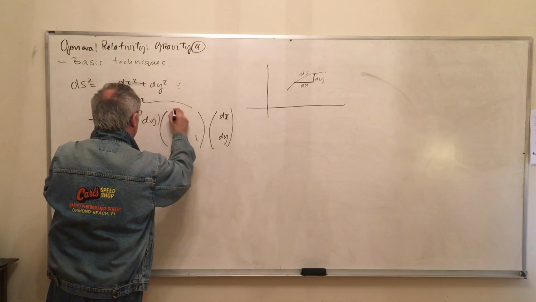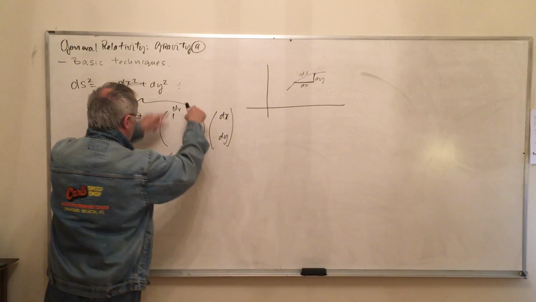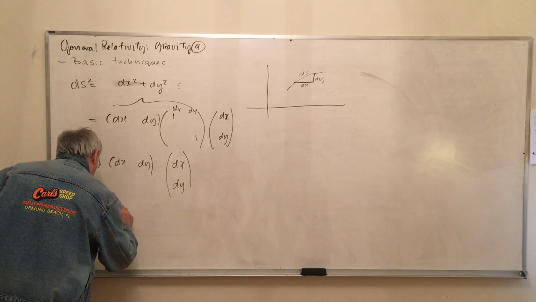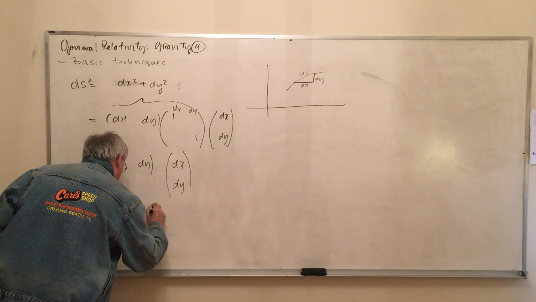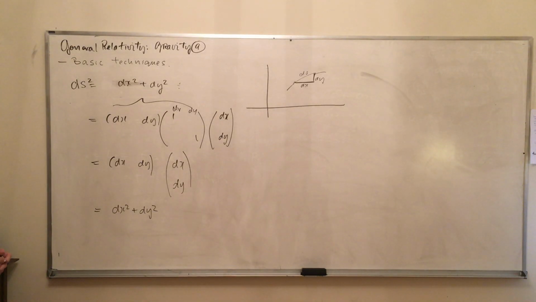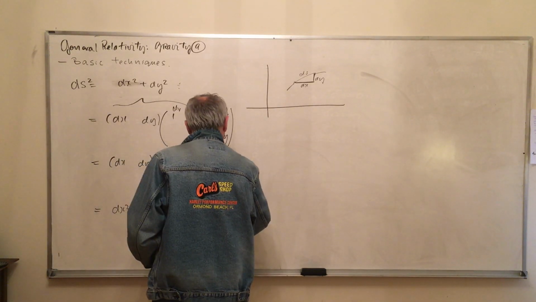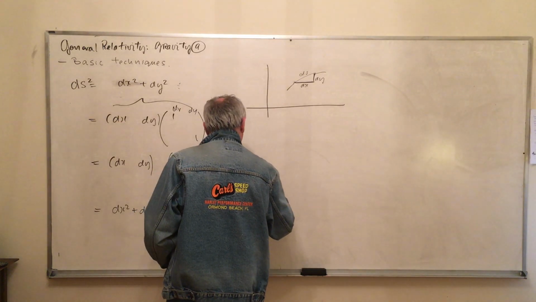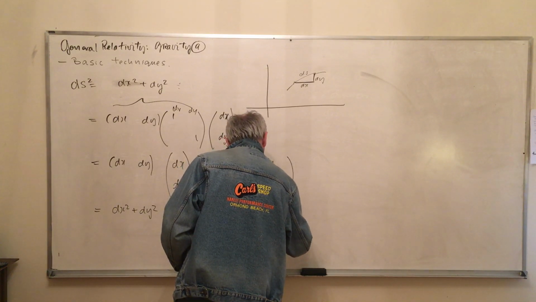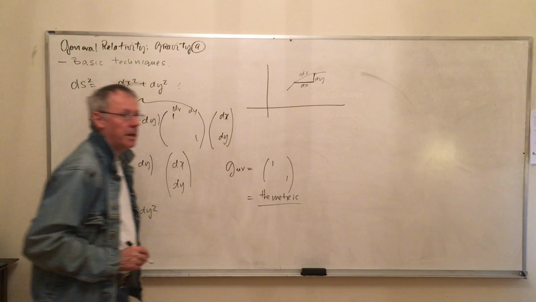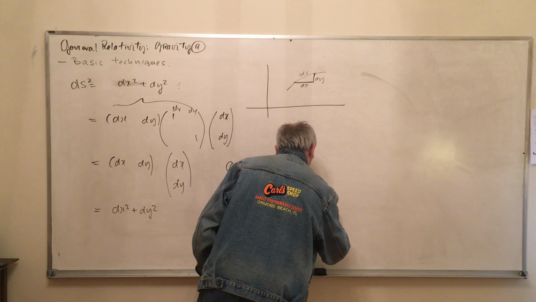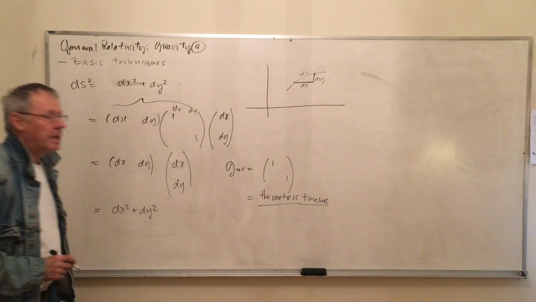Multiply this by this and we take the dx and scan it down through here and I get dx dy. Take this guy here and scan it down through there and I get dx squared plus dy squared. And this is what I mean by the metric. This is actually a metric, but this is the metric tensor. We can make them bigger.